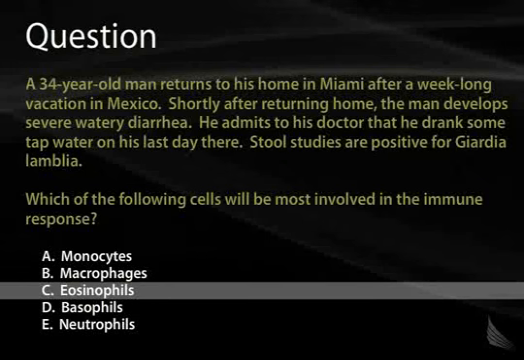Eosinophils. Again, going back to the question stem, we see that the most important thing that you need to draw out of this is that it's Giardia. When you know that Giardia is a parasite, again, the bells and whistles should be flashing off in your brain. Parasite, anti-parasite response, eosinophils.